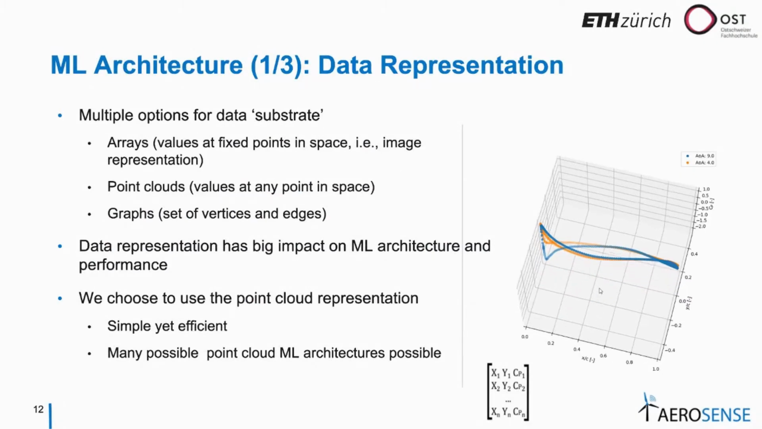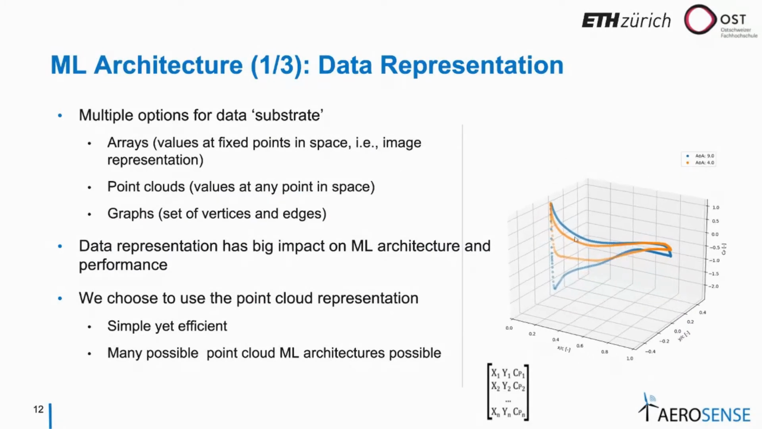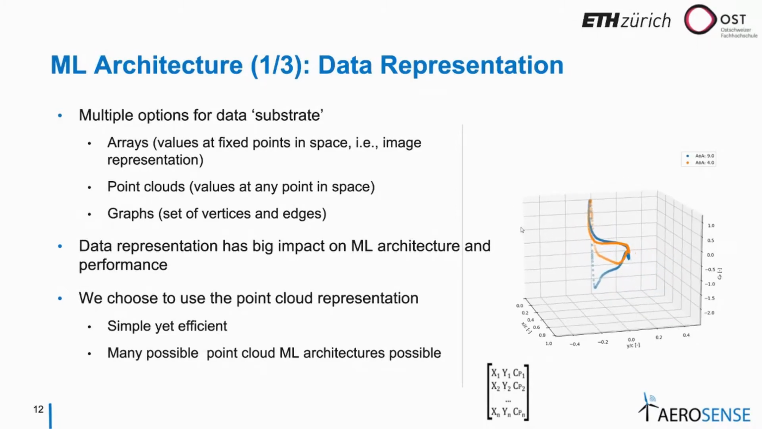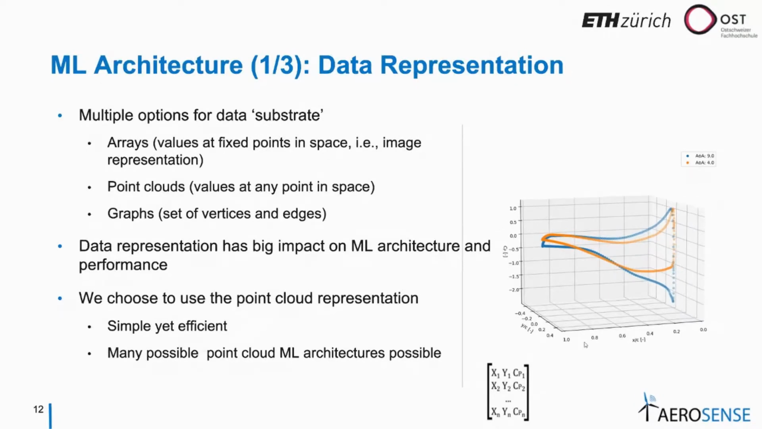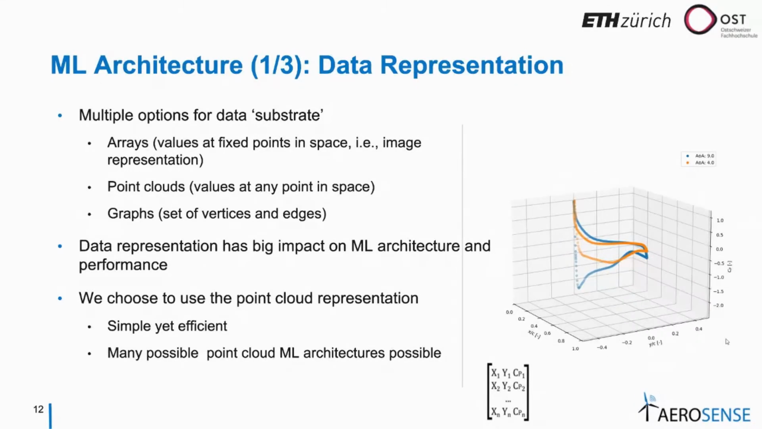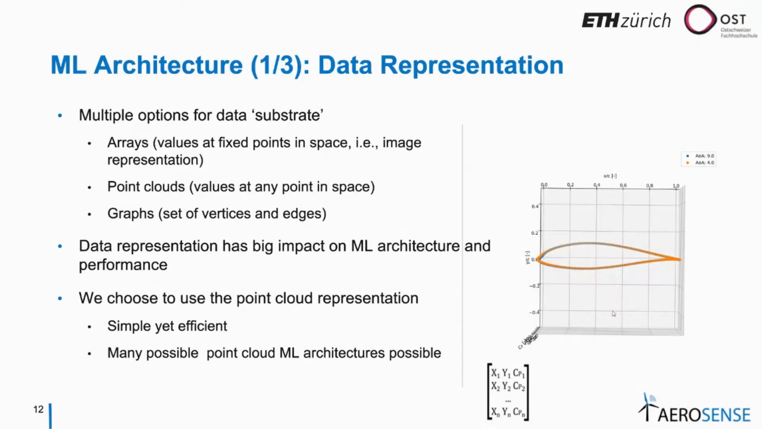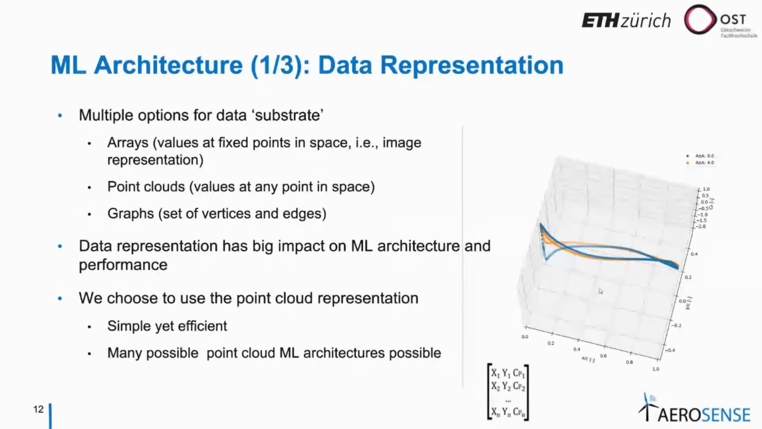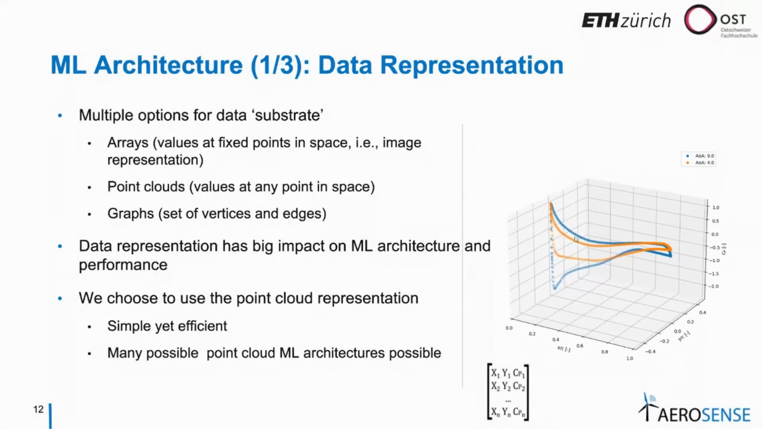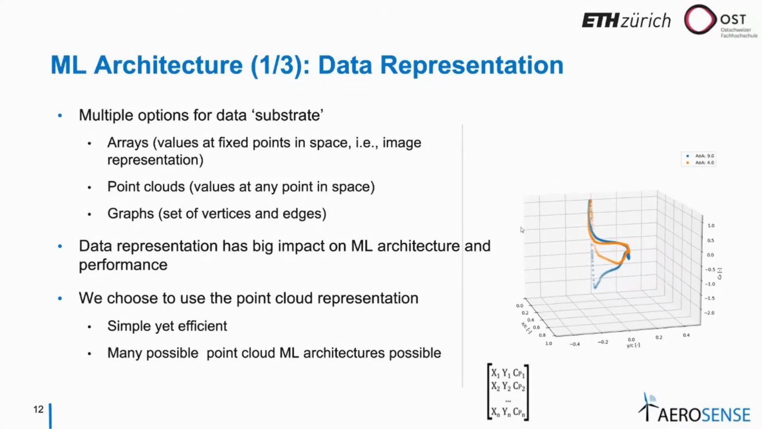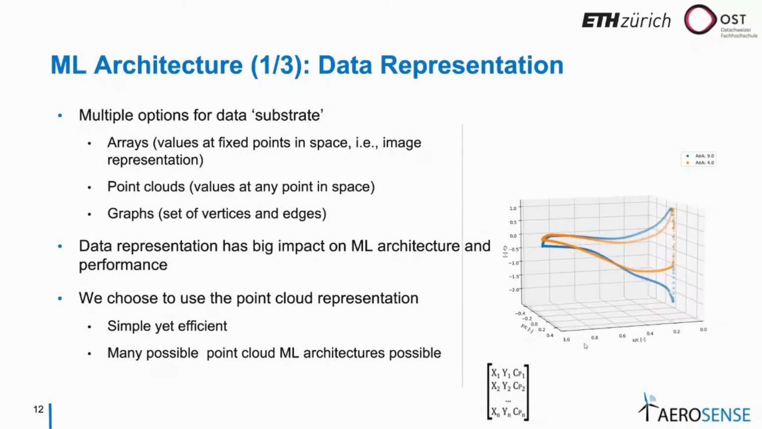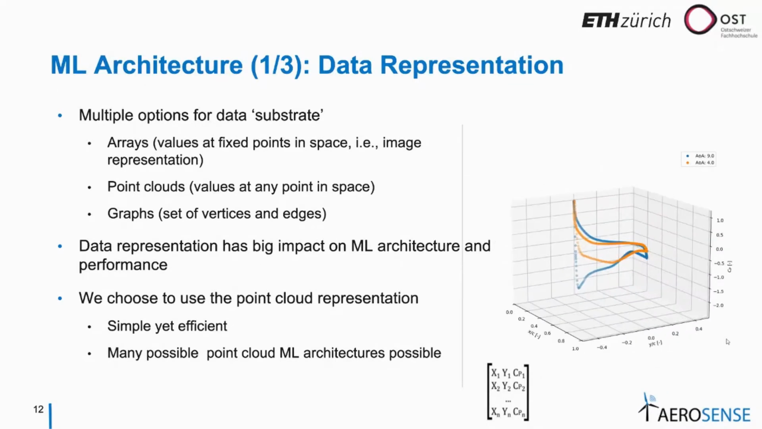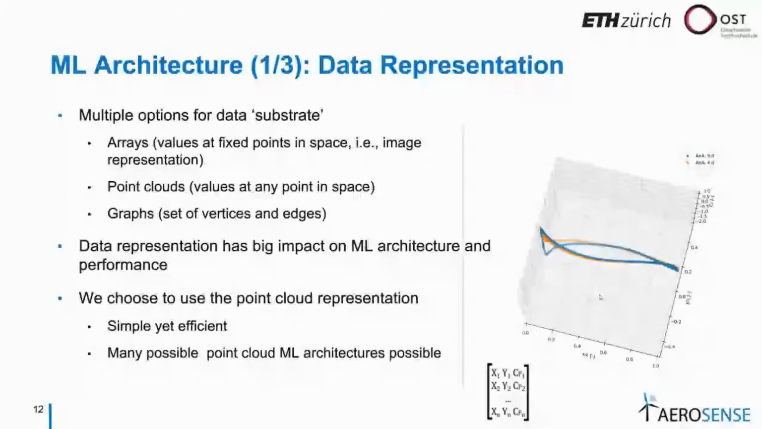Now, once we want to use the data, there's a number of ways that we can actually represent the data, and the way of doing so, the data substrate if you want, has quite a big impact on not only the machine learning architecture, but also the performance. And there's a number of solutions. Either we can use arrays, point clouds, or graphs. And we choose to use the point cloud representation as it's quite simple, but it's also quite efficient. And there's quite a few different point cloud machine learning architectures that we could use.